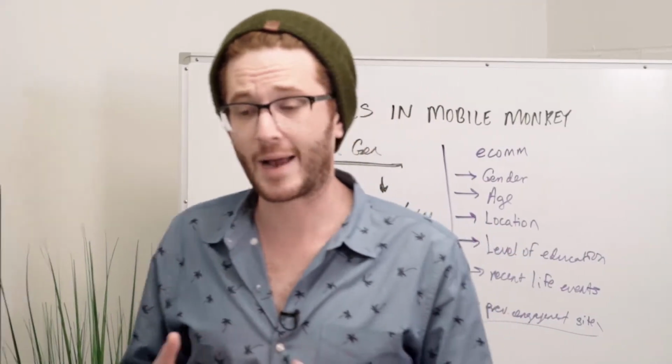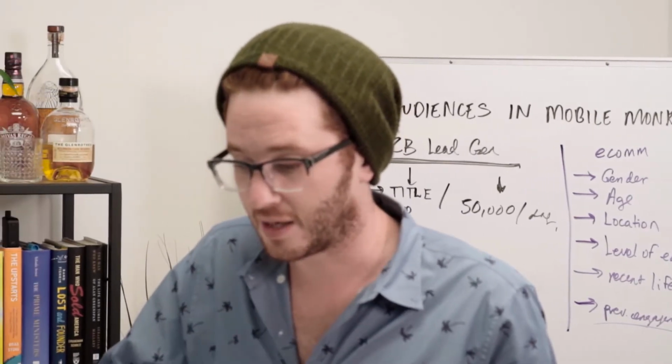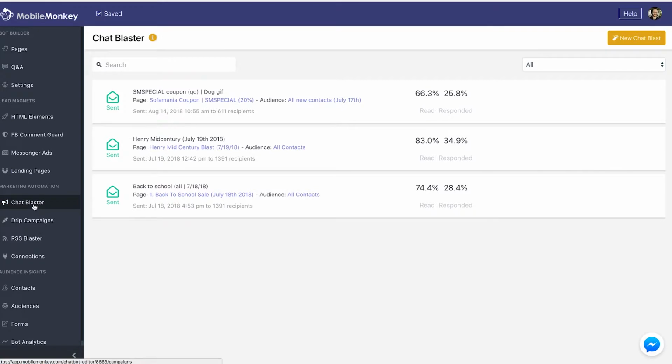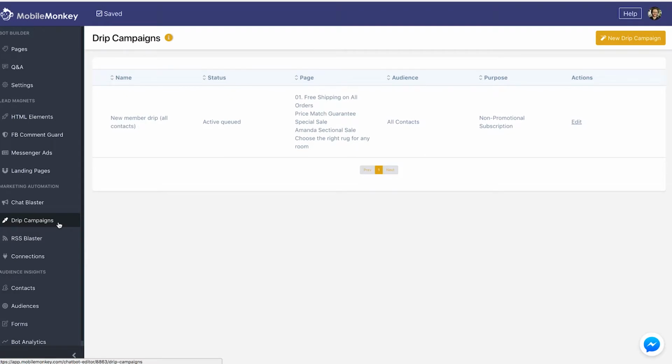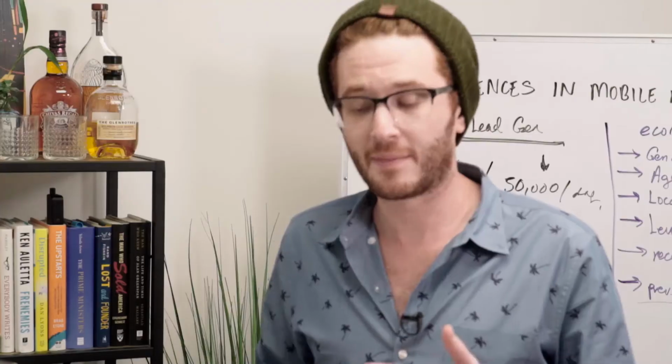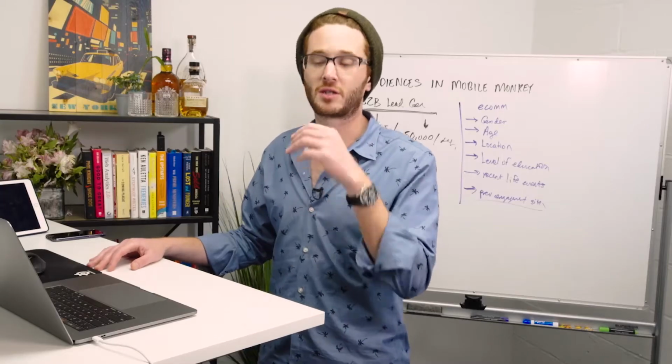Where are audiences actually used in MobileMonkey? Well, we know for sure they're used in chat blasts. When you set up a chat blast, we've seen you have to select an audience you want that chat blast to go to. We haven't gone to drip campaigns yet, but we will. And you're gonna see that when you set up drip campaigns, you choose which audience you want your drip campaigns to go to, all contacts or segmented lists. The more segmented out your drip campaigns and chat blasts are, the better your bots are going to perform.